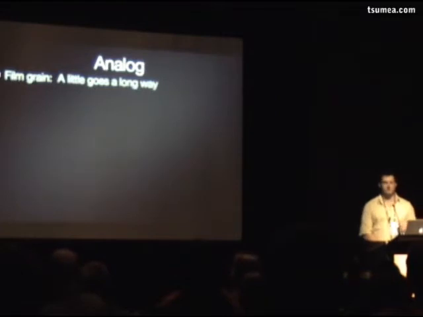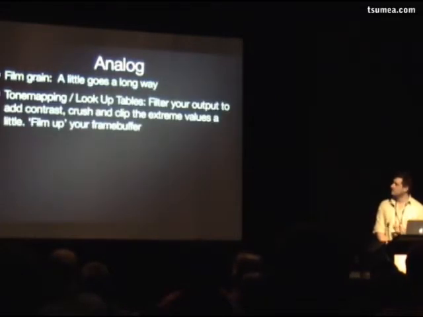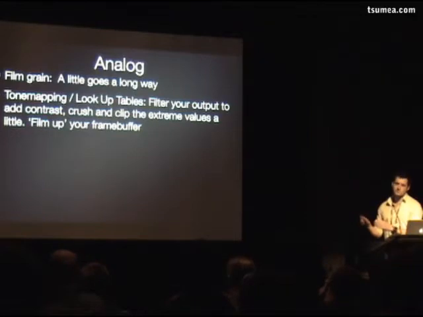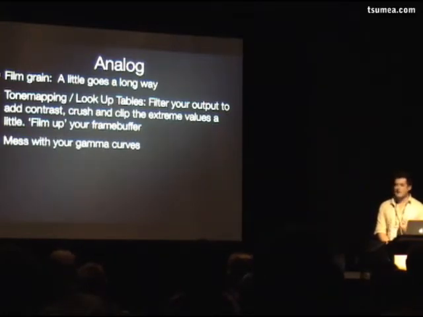We can put in film grain. That's often overused, but a little bit's really nice. Tone mapping or lookup tables, I'm really fond of these. What that does is you can filter your frame buffer and then compress, and you can take those film slope curves and actually apply them to your final frame buffer. You can get some contrast back. You can start to clip your highlights. You can start to crush your blacks.